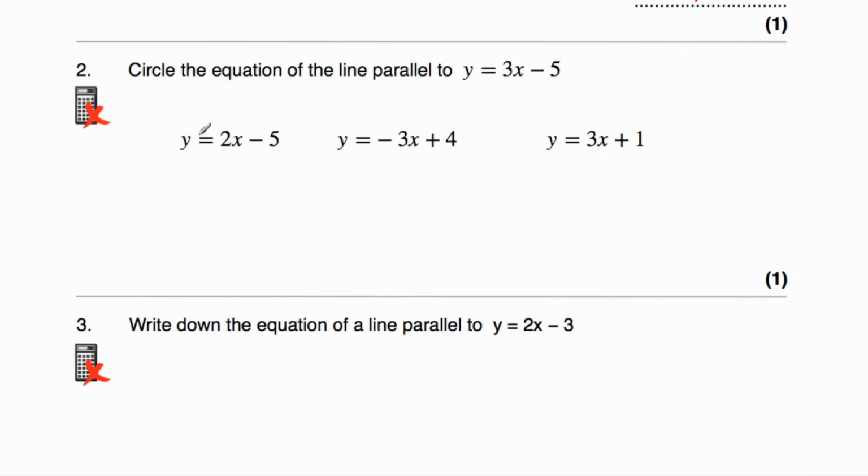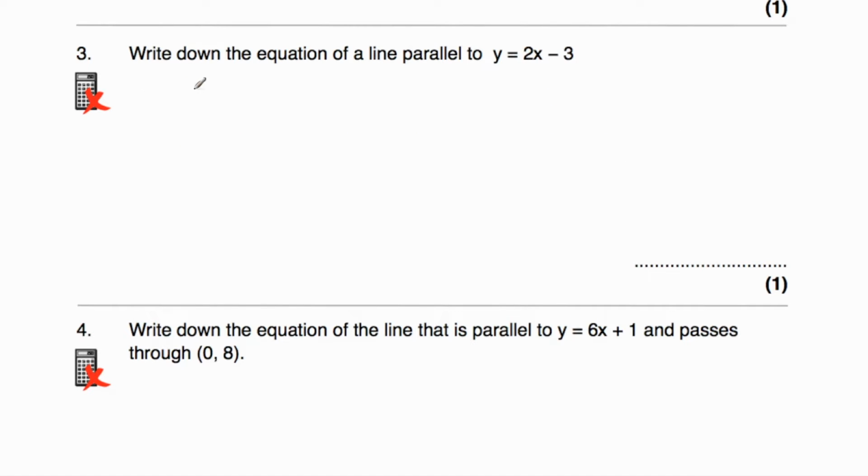The first line is y equals 2x minus 5, the gradient of that line is 2, so that's not 3. Our next line is y equals minus 3x plus 4, so the gradient of this line is negative 3. And our last line is y equals 3x plus 1, and the gradient of this line is 3. The gradient of this line is 3 and the gradient of the given line is 3, so they're parallel, and we're going to circle y equals 3x plus 1.